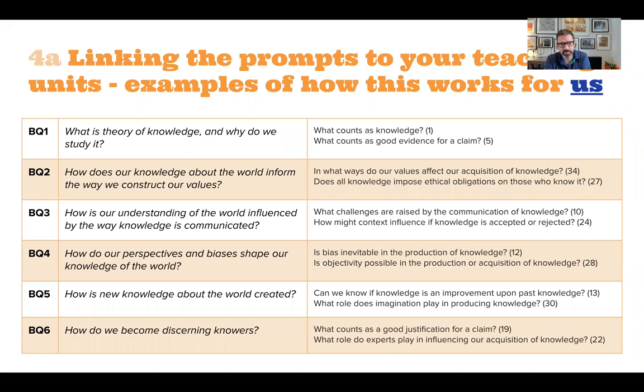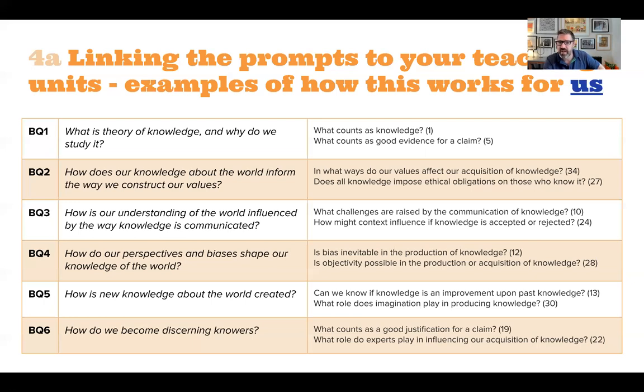Really, really nice. How is new knowledge about the world created? Big question 5. You've got 2 questions there. How can we know if knowledge is an improvement upon past knowledge? What role does imagination play in producing knowledge? So again, they align beautifully with that big question. And then finally, how do we become discerning knowers? I mean, you could almost align that big question to all of the IA prompts, but here are two that it works quite nicely with.